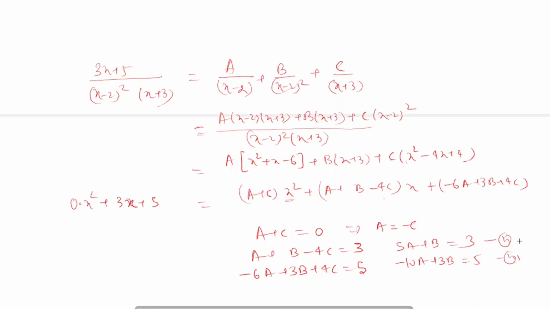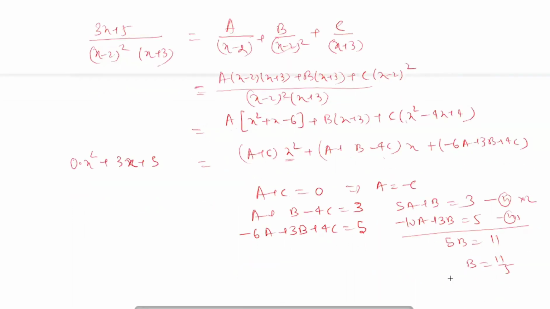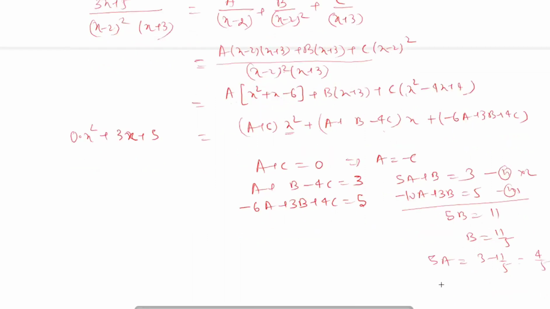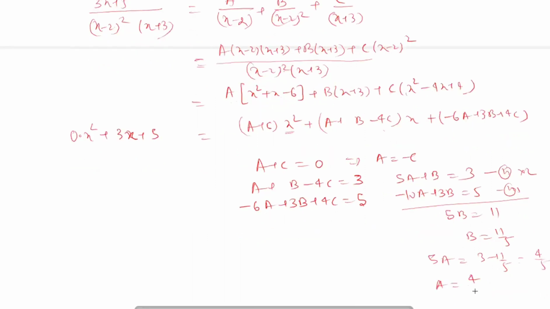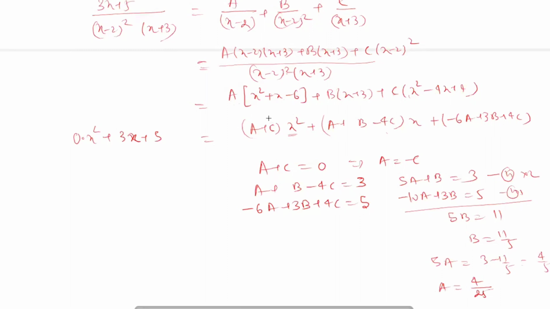What I'll do is multiply it with 2 and add this. So this will become 5B, this will become 6 plus 5, 11. So B will become 11 by 5. If B is 11 by 5, then A is 3 minus 11 by 5, 4 by 5, so this A will be 4 by 25. Now I've got my numbers A, B, C, right? C will be minus 4 by 25. So I'll put this back here.